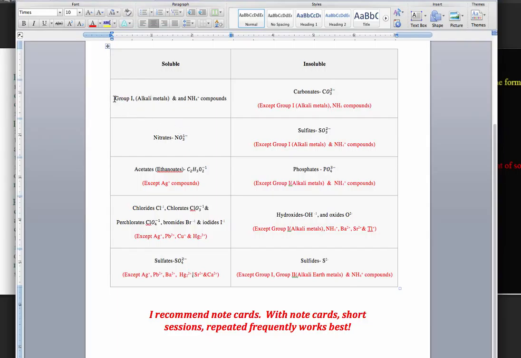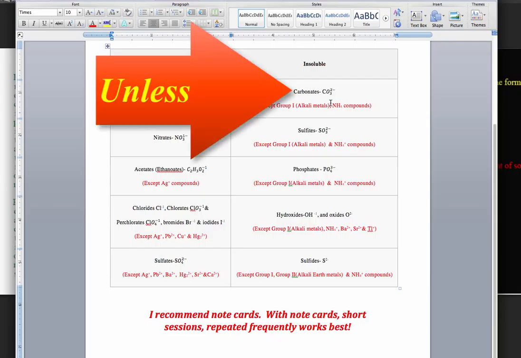Okay. And for instance, on this one, you would have 1A and NH4 on one side, and then on the other side, it should say soluble, and then the exceptions, which are the carbonates, and so forth all the way down.